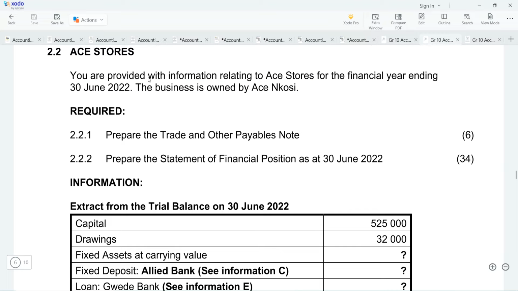Here they're saying that you're provided with information relating to A Stores, and the financial year is ending on 30 June 2022. The business is owned by Ace Ngozi. You are required to do the trade and other payables note as well as the statement of financial position. By this time you should be able to know some of the notes and how to work out these notes, in brackets, should they not be required.